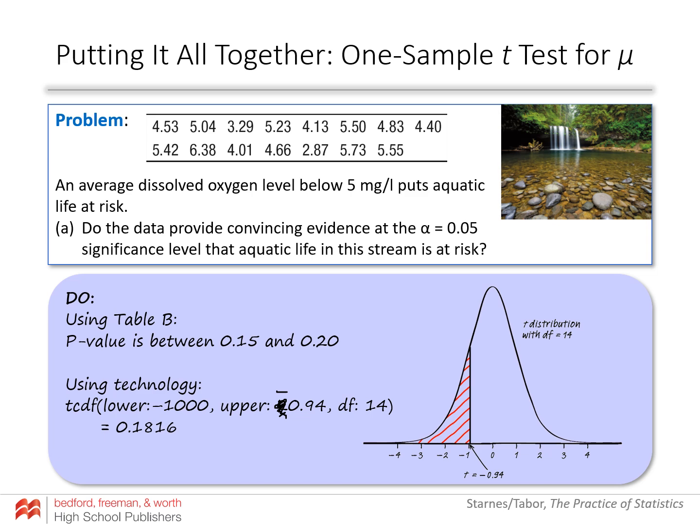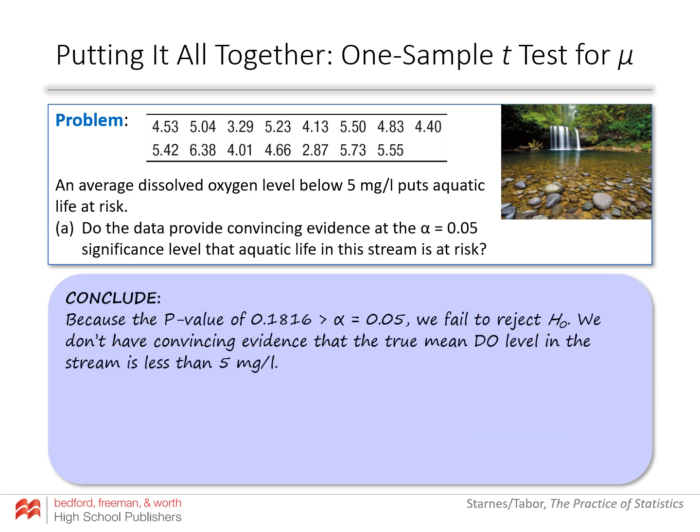Let's go ahead and conclude with that p-value. Our p-value is very much greater than alpha, so we fail to reject the null. We do not have convincing evidence of the alternative, which was that the true mean level in the stream is less than 5 milligrams. So there's our part A. Do we have convincing evidence? No, we do not.